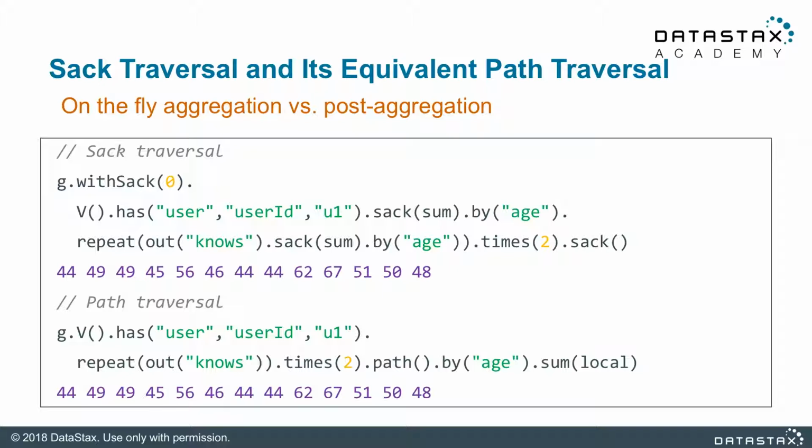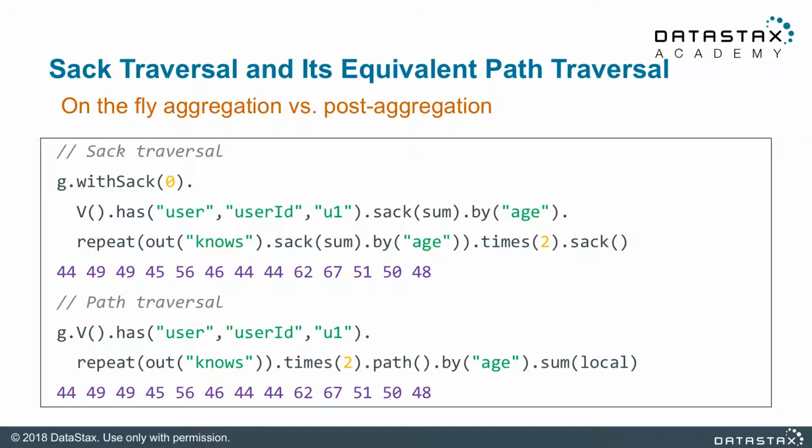Starting at this user, we add its age into the sack. If you remember the visual mental walk we did on the previous slide, at this point, we have added 17 into the sack value. We do this by calling the sack step, passing it the sum update function, and then indicating what values to sum with the subsequent by modulator. Here we say to sum the value age into the sack for that traverser.